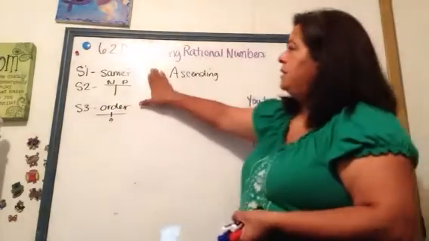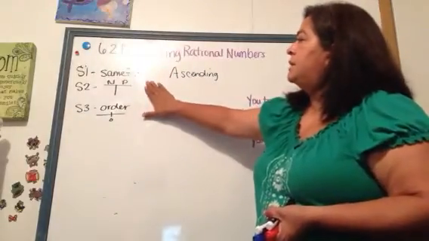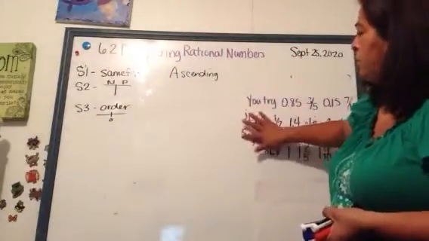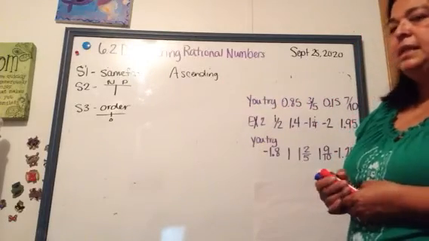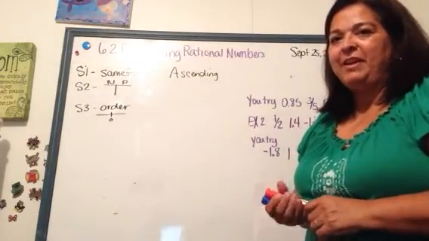I want you to follow the steps, change them to the same form, separate negatives from positives, and then order them on a number line. And we are going to put them in order in ascending order. Ascending order means least to greatest. Pause the video and then start back up in just a minute, okay, to check your work.